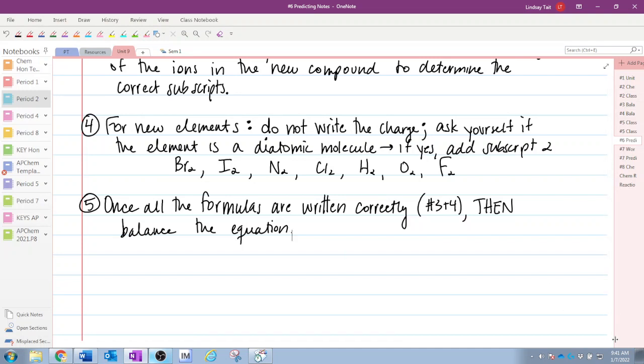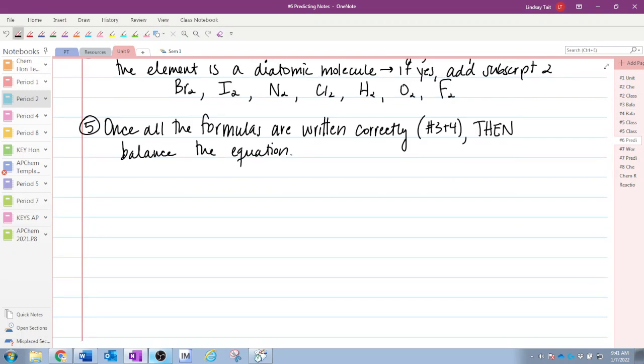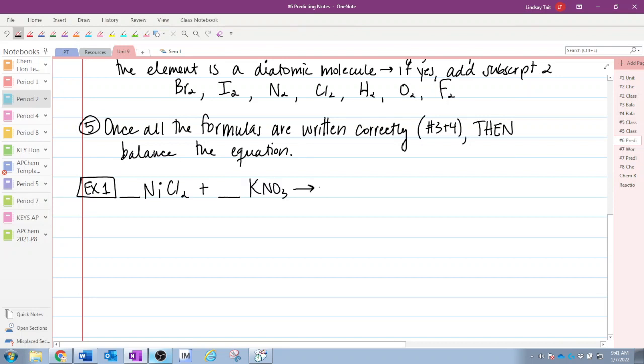So let me show you an example here where we're going to predict products, write formulas, do all of that fun stuff. So here we go, example 1. I'm going to have some NiCl2, and we're going to react it with some KNO3. It's your job to predict the products, balance it, classify it.